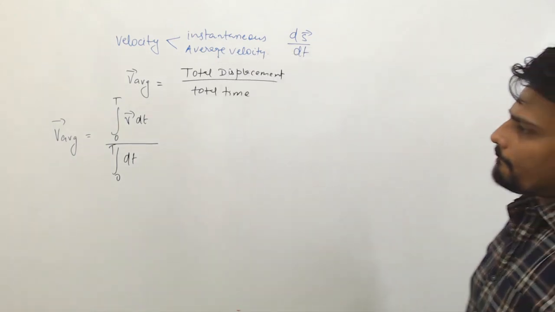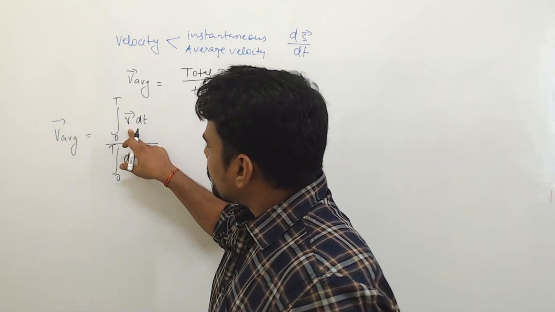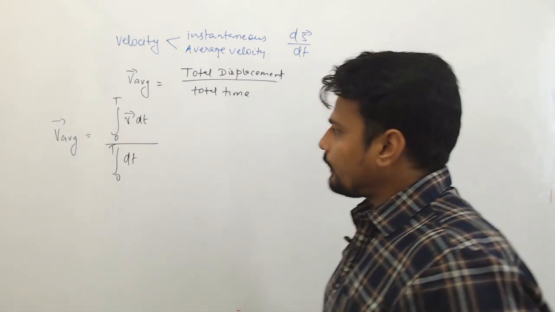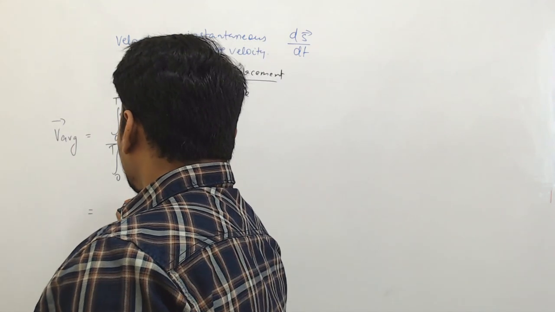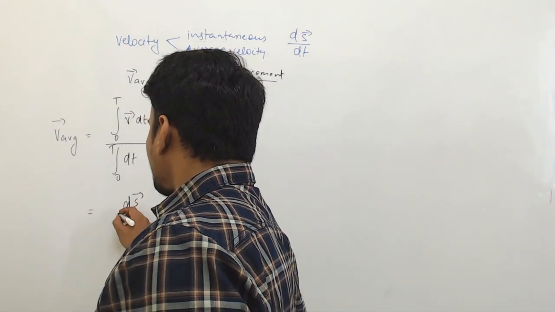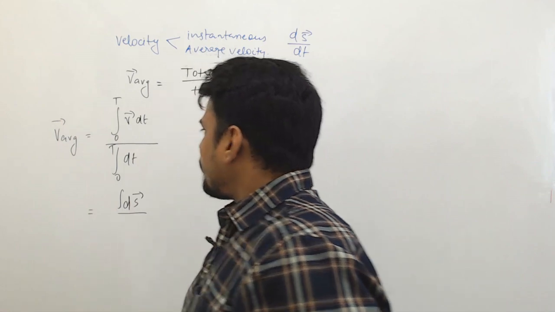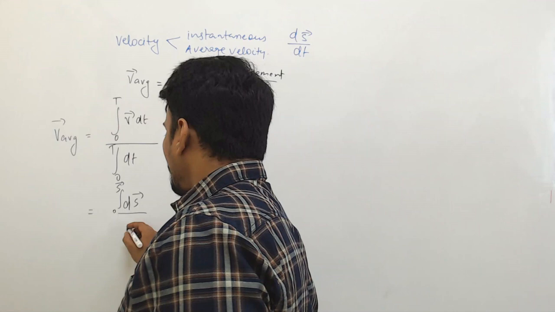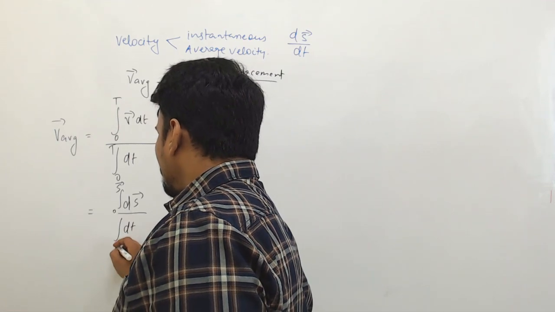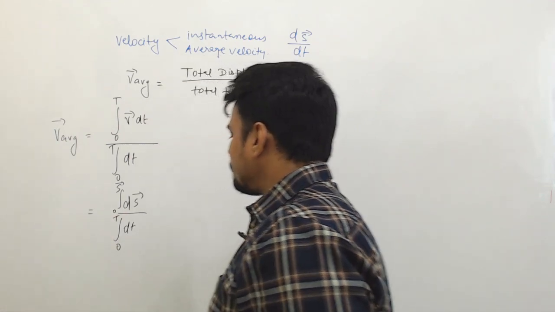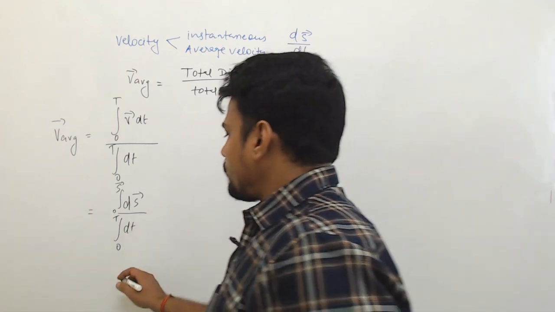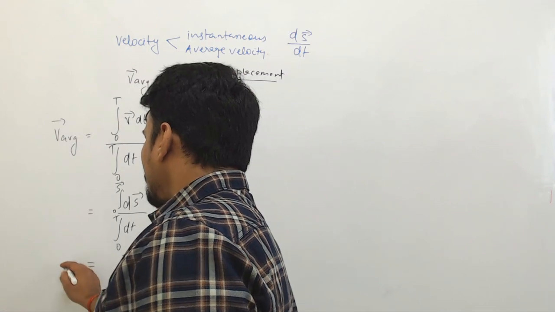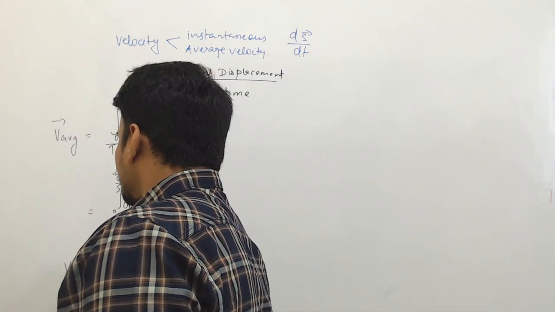इतनी बातें clear है. Now, velocity, which is instantaneous velocity over the small period of time dt, if I integrate that, that should give you what? That should give you the small displacement, and the limit should change to 0 to the net displacement, and the time limits would remain as they are. Now this is going to give you the net displacement upon the total time taken, and that is your average velocity.